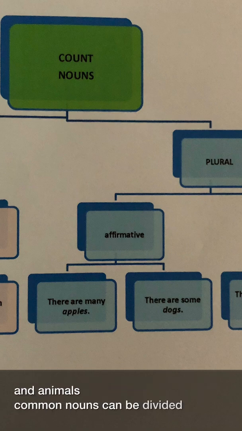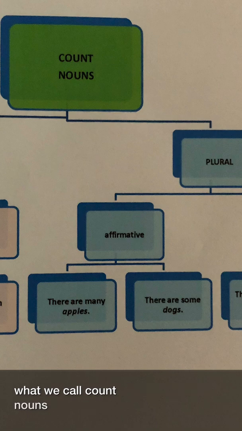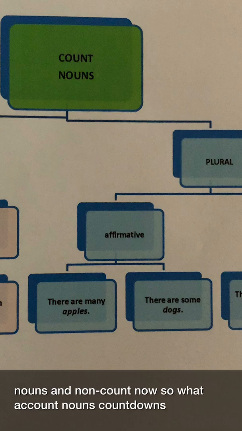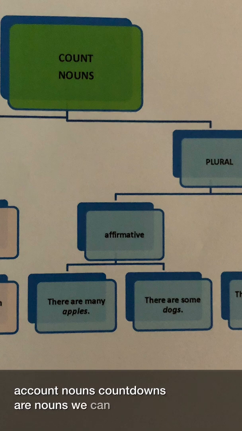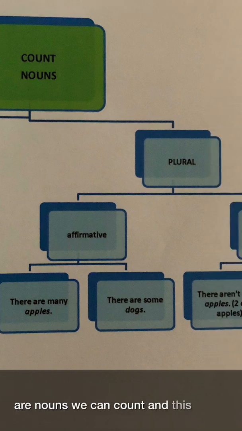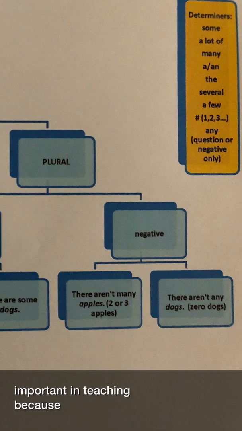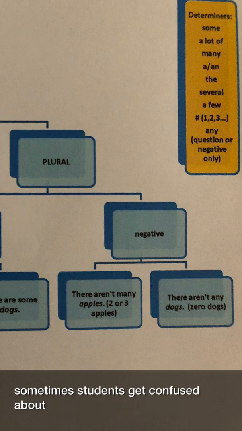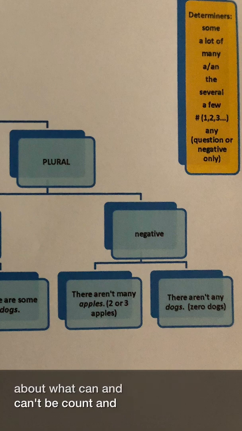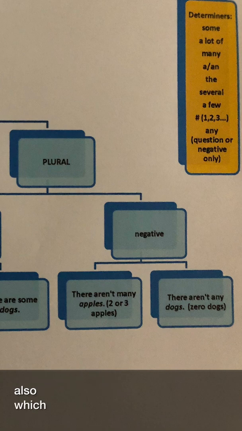Common nouns can be divided into what we call count nouns and non-count nouns. So what are count nouns? Count nouns are nouns we can count. And this is important in teaching because sometimes students get confused about what can and can't be counted, and also which determiners, and in this case we're talking about the determiners that are quantifiers, can be placed in front of them.